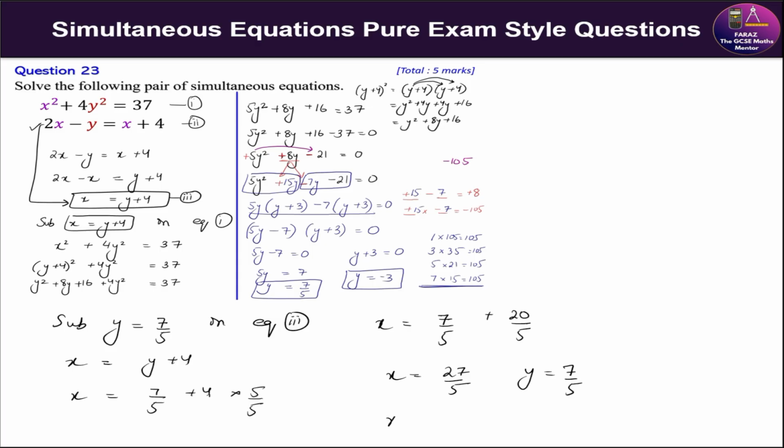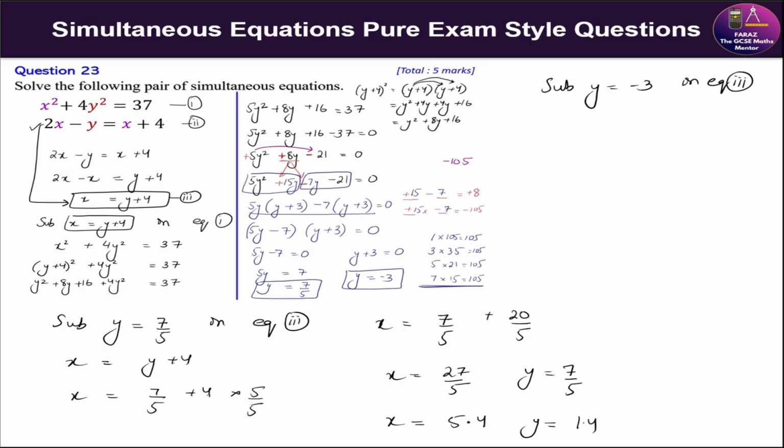Now convert them into decimals also. So 27 divided by 5 is equal to 5.4, and y equals to 7 over 5, 7 divided by 5 equals to 1.4. All right, after this step, we have to do the further calculation because one more value of y is left. Substitute y equals to -3 now in equation number 3.